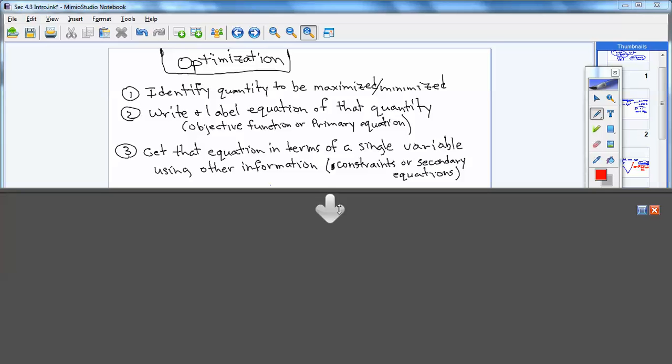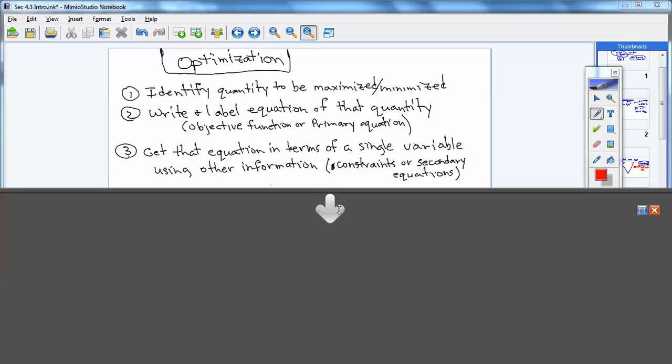So what we would know is 2L plus 2W would have to equal 100. Now what could we do with that information to get this down to just one variable? Just like we did on eliminating the parameter before, solve this for, say, L. So 2L would equal 100 minus 2W. L would equal 50 minus W.